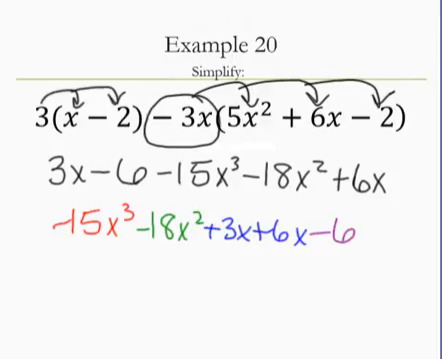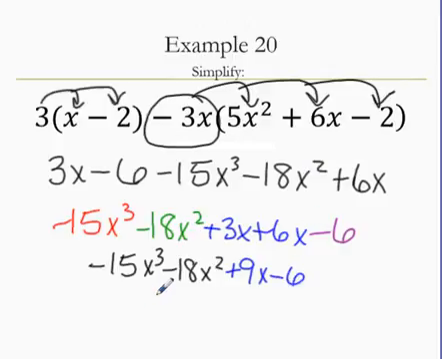Once we've grouped all of our like terms, we can now combine our like terms. So here I have the negative 15x to the third and the negative 18x squared. Because of their different exponents, they're not like terms, so we just bring them straight down. This is followed by the terms we actually can combine, the 3x and the positive 6x, which will be a positive 9x, followed by our constant of negative 6.